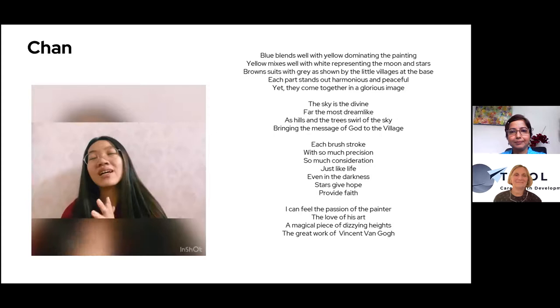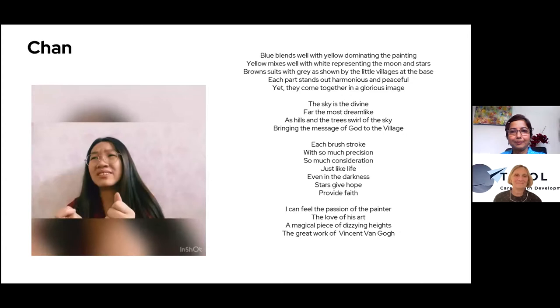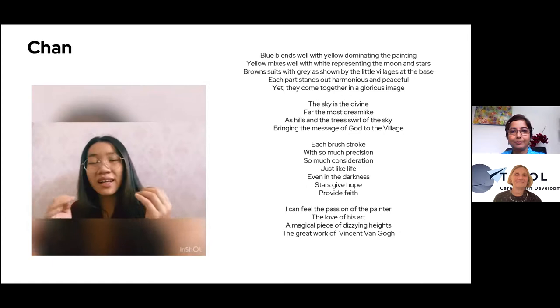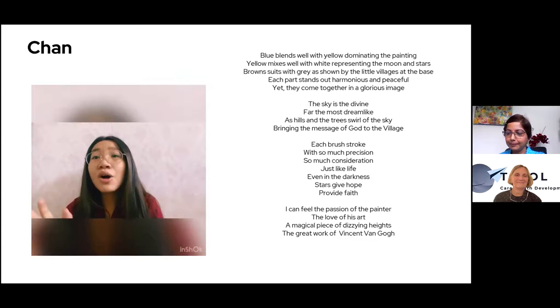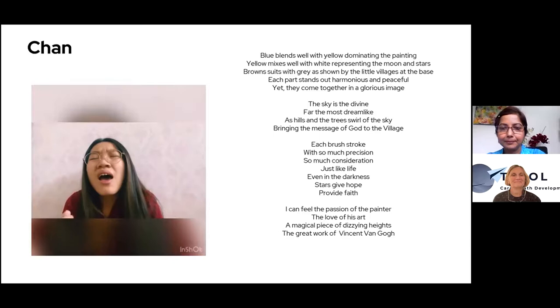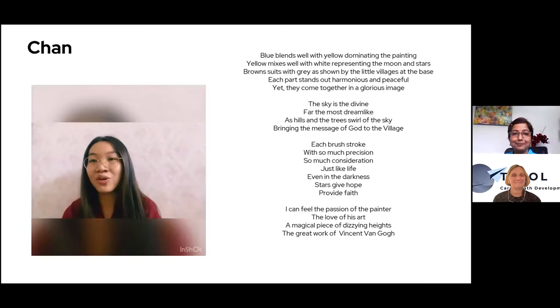Each brush stroke, so much precision, with so much consideration. Just like life, even in darkness, stars give hope. Oh, it's faith. I feel the passions of the painter, the art of his love, a magic piece of dizzying heights, the great work of Vincent Van Gogh. That's all from me today. Thank you.